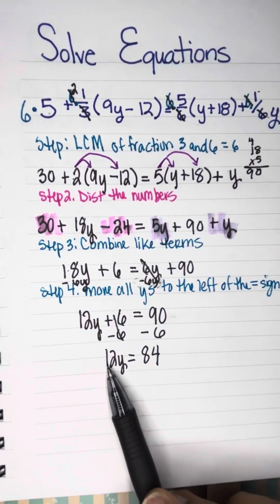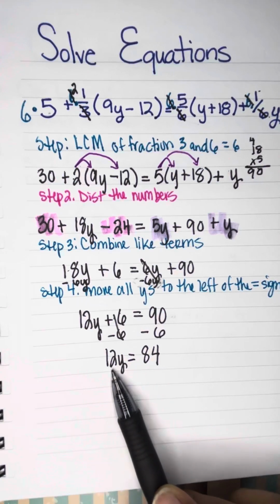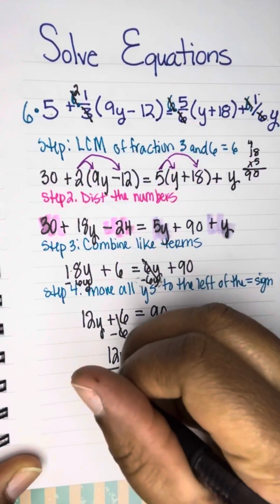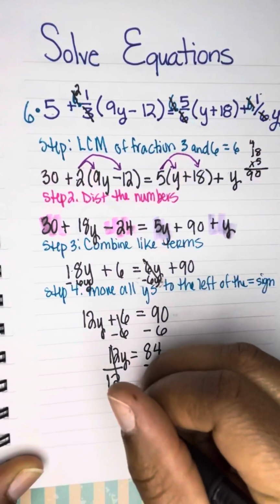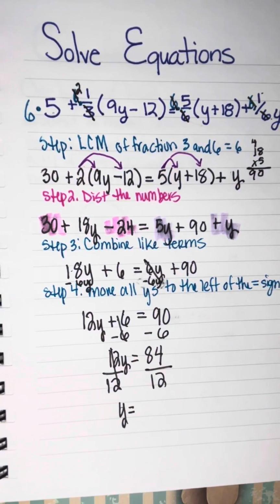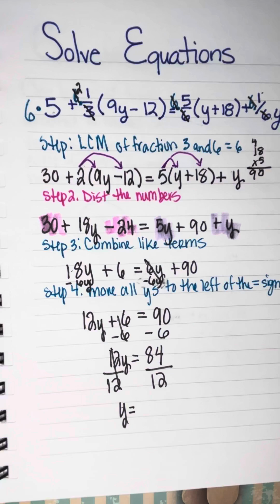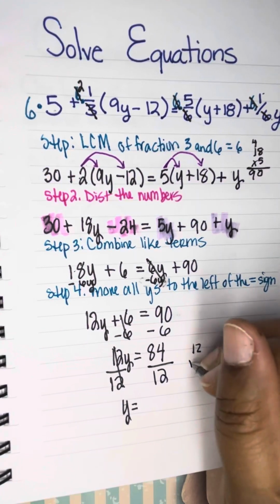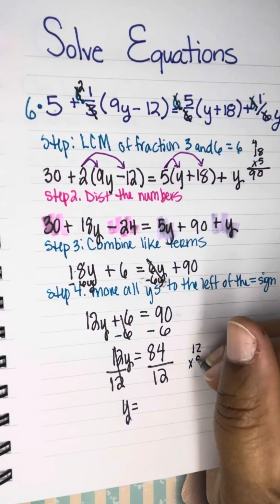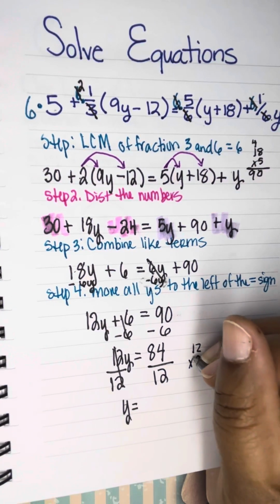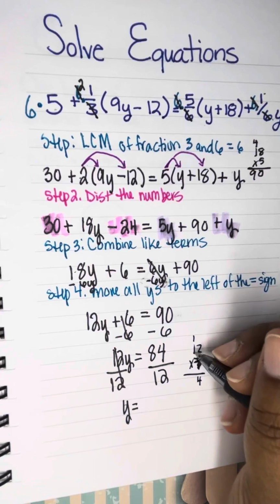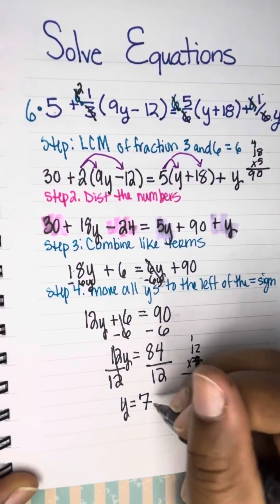Last step, whenever we have a number attached to a letter, they're multiplied together. To undo that multiplication, we divide by the number that's attached to the y, because we want the y by itself. So we get y equals, so 12 times what gives us 84? Is it 6? Let me see. 12 times, no, that's 72. So is it 8? No, 7? Let's see. 7 times 2 is 14. Carry the 1. 7 times 1 plus, yep. So it will be 7.